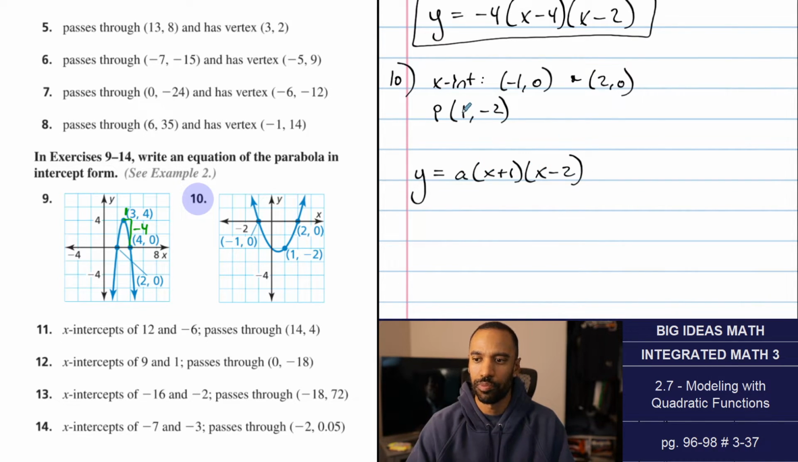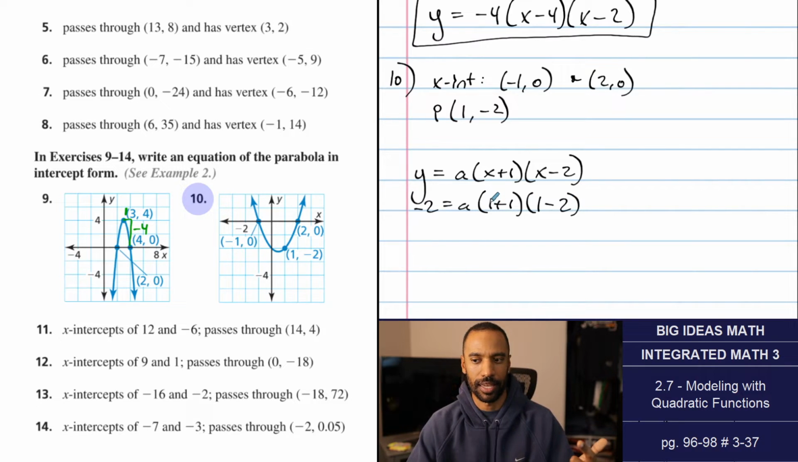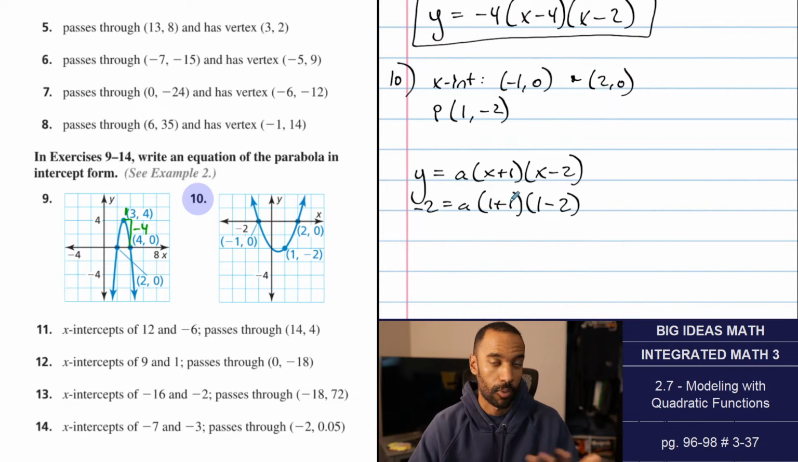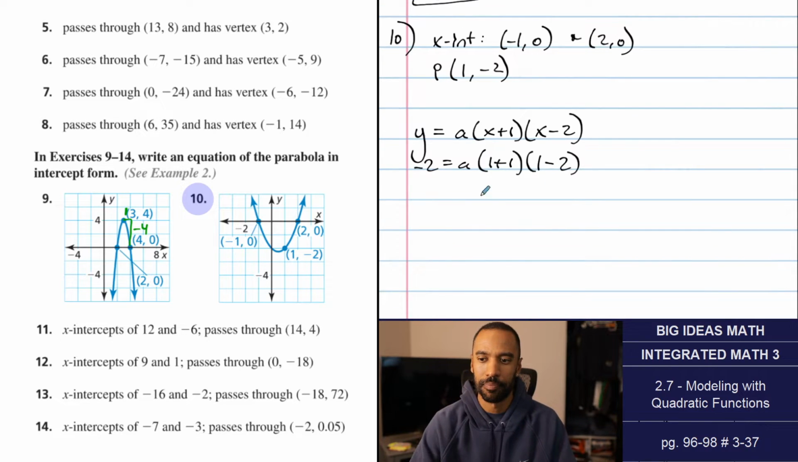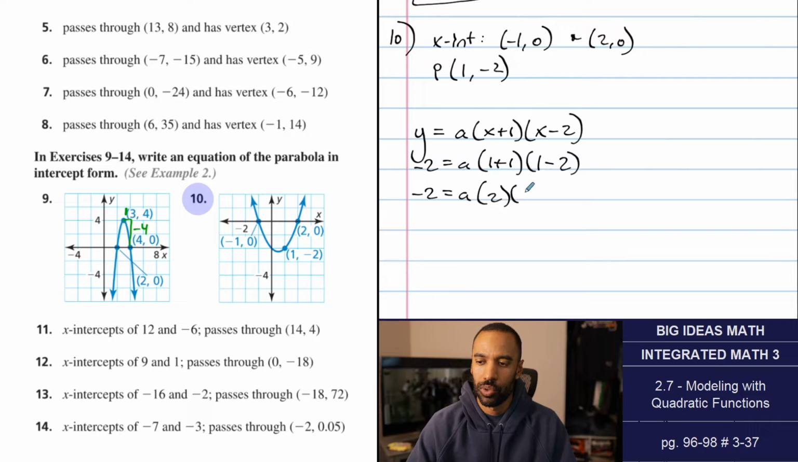So we've got an equation that looks like y equals a times x plus 1 times x minus 2. We plug in negative 2 for y, 1 for x. And I think after this problem, I'm going to do these calculations faster, like 1 plus 1 is 2, I'll just write 2, and 1 minus 2 is negative 1. You know what I mean? I'm going to do them a little faster. So 2 times negative 1, because you can see where this is extra work.